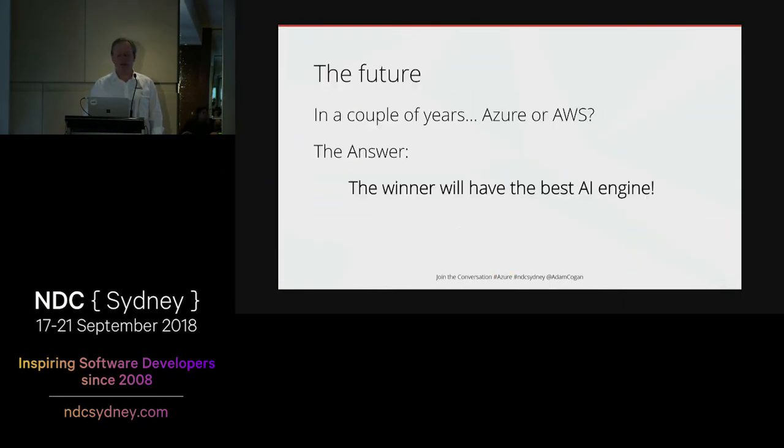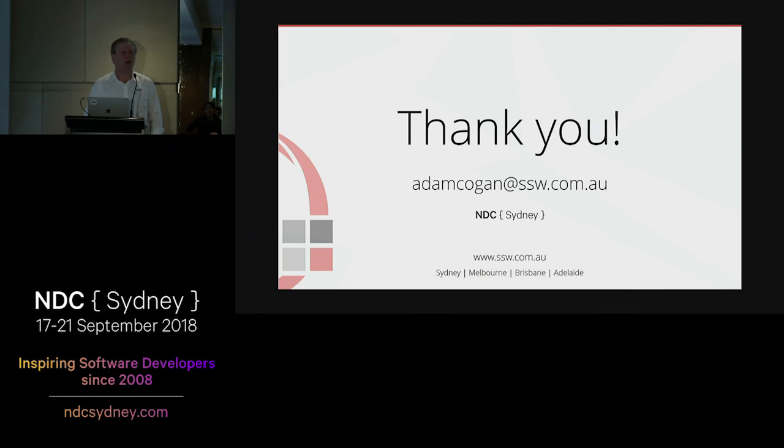What are you going to be doing in the future, choosing AWS or Amazon? I actually don't know, but I think you'll be choosing the one that has the best AI, and the one that will have the best AI might be from China. That's what I think. Thank you.